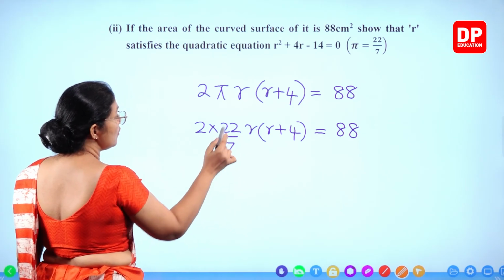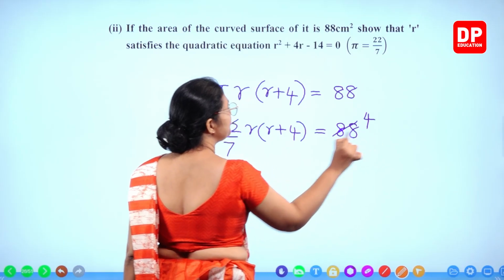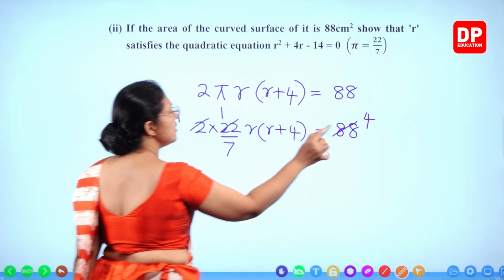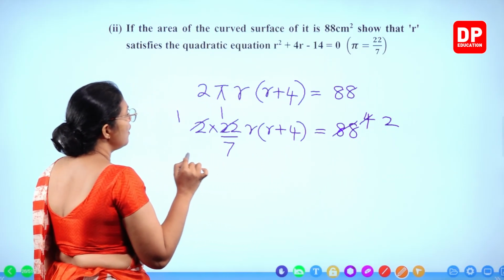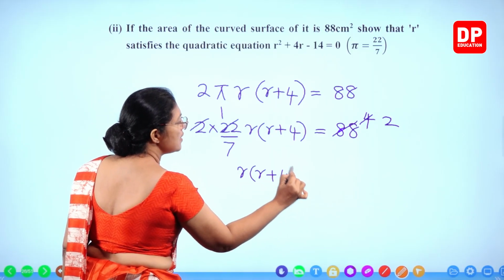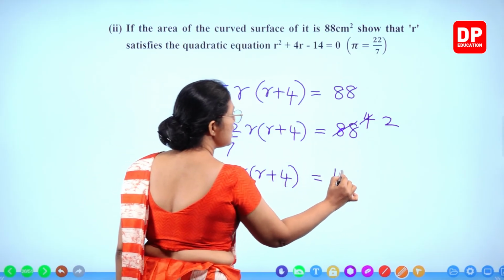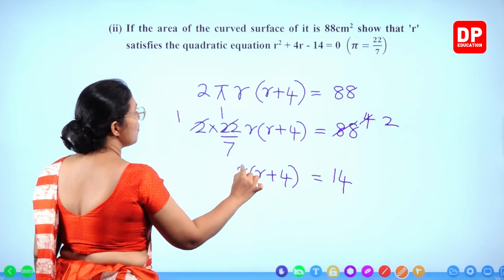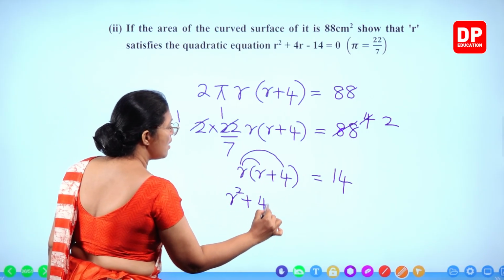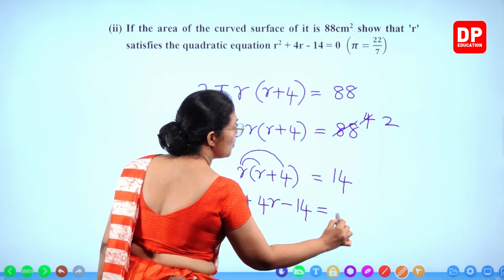Now we can divide by 22 both sides. 22 times 1, 22 times 4. Now divide by 2 both sides. 2 times 1, 2 times 2. Now cross multiply. You get R into R plus 4 is equal to 2 times 7, 14. Now multiply these two, you get r squared plus 4r. Then take 14 to this side. That's minus 14 is equal to 0.